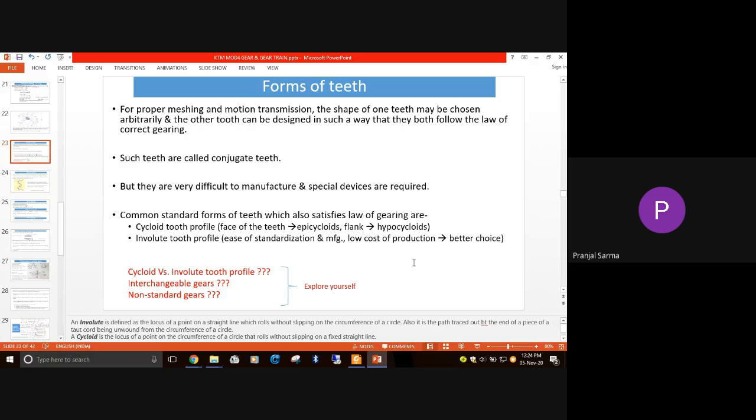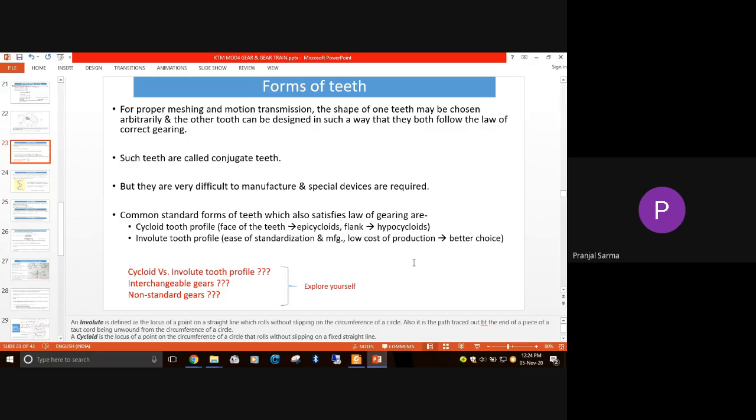In the case of the involute teeth profile, we have the ease of standardization in manufacturing, and because of that the cost of production goes down. That's why nowadays it is the better choice that we have. So that is about the different forms of teeth. What are the two standard forms of teeth we generally have? The cycloidal teeth profile and the involute tooth profile. Out of these two, the better choice is generally the involute tooth profile.